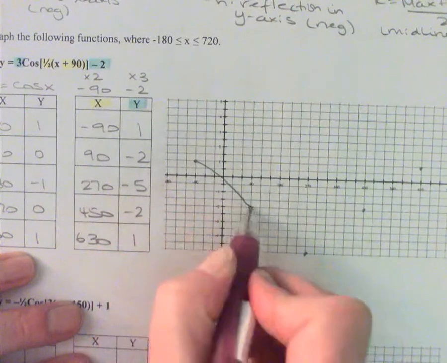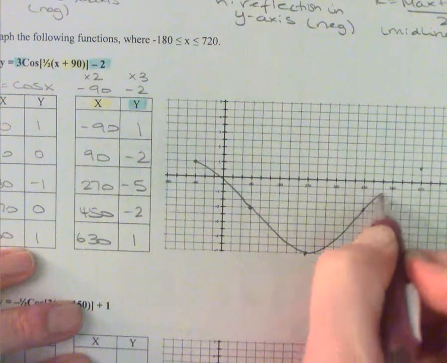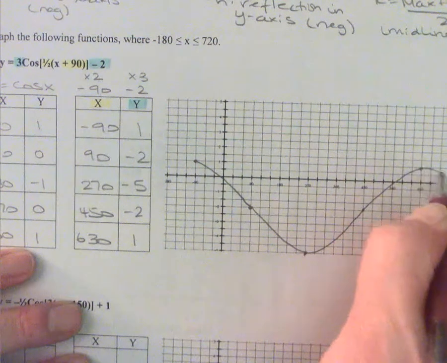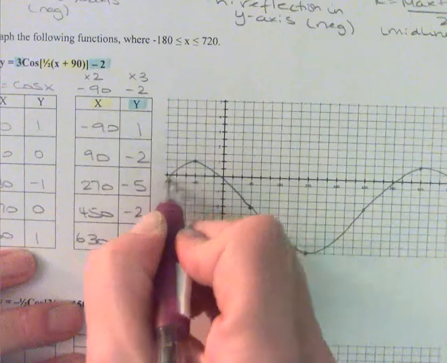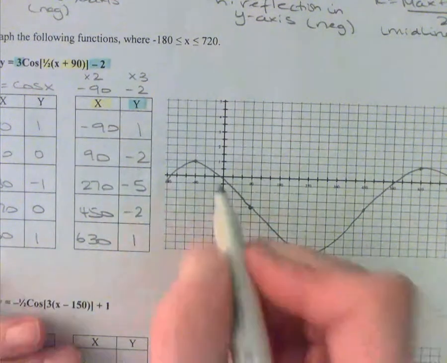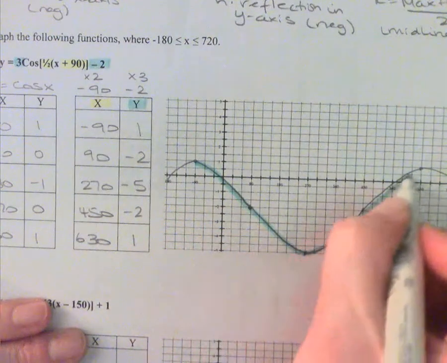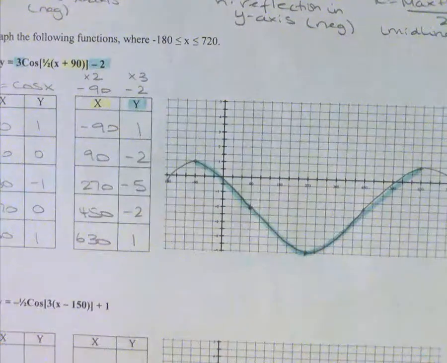So basically a sine graph and a cosine graph are the same graph, they just start in different places. That's why they're both called sinusoidal functions. This is going to continue down like this, and this will continue down like that. If we want, we can highlight the cycle in our table, and then everything else is continuing the pattern.